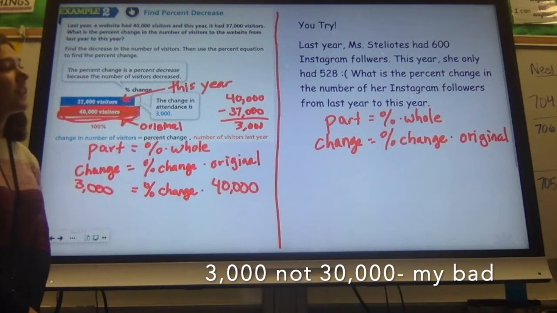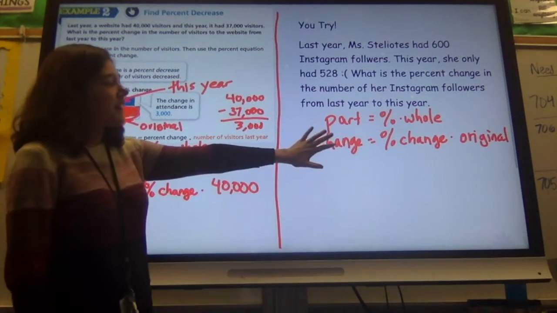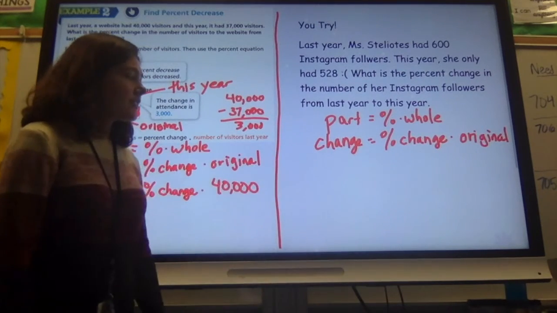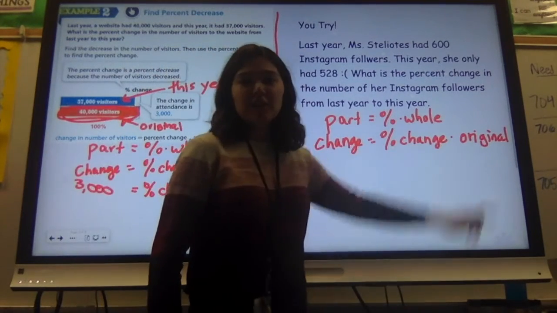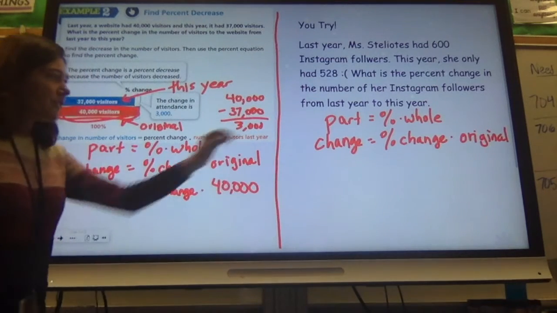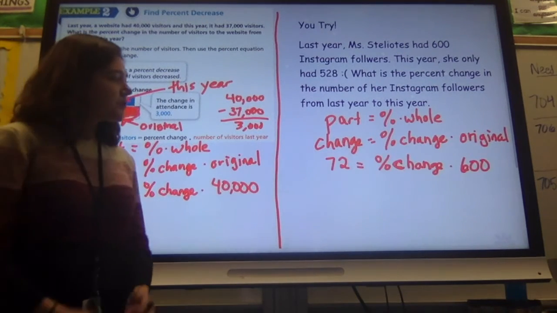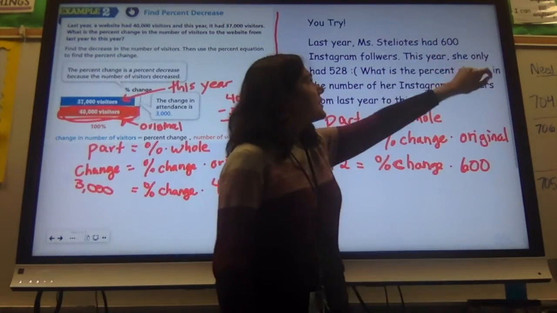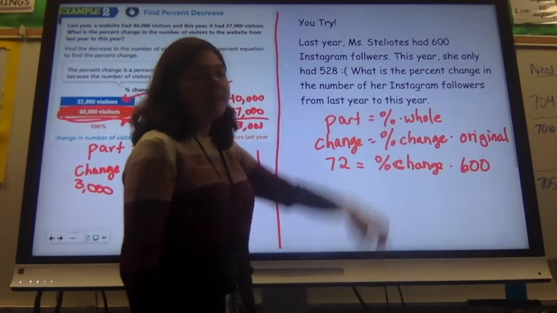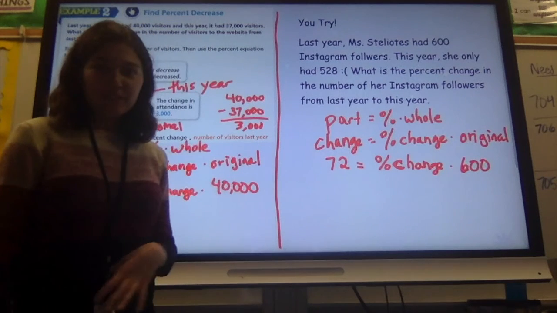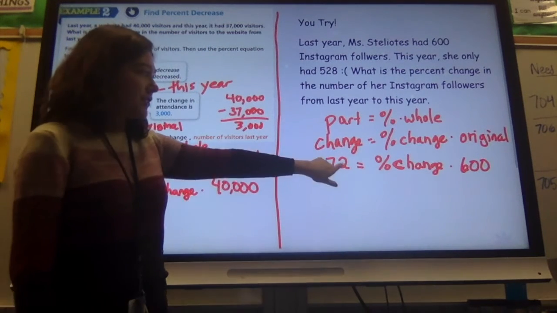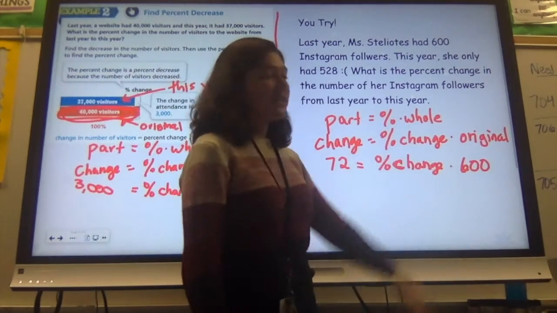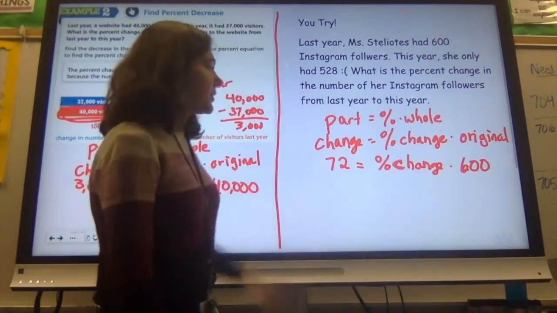Okay, so now you figure out, write the next step here, just like I did. How many Instagram followers did I lose? That's going to be your change. The percent change we're going to solve for, and then the original is how many did I start with. So go ahead and fill that out. All right, so you should have gotten that our change was 72. If I take 600 and I subtract 528, I get 72. So that's how many Instagram followers I lost in my year. That's my change. The percent change is what we're trying to figure out. And then my original is I started with 600. So that should be our equation.